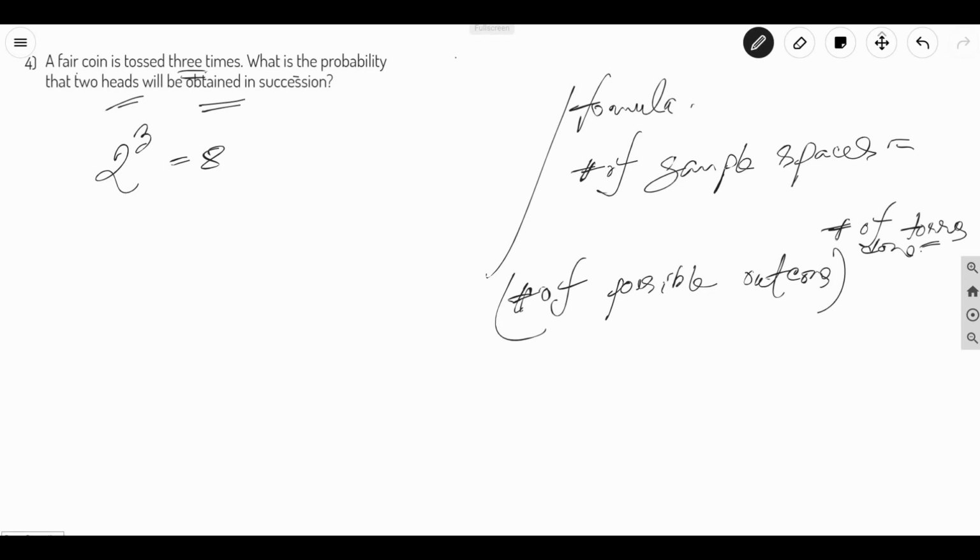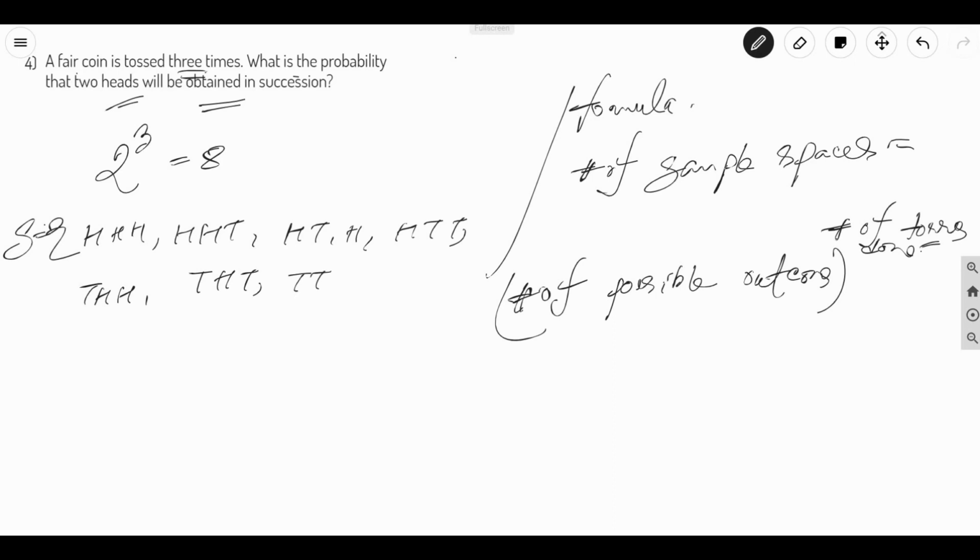Now we need to write down the sample points to do the problem easily. The sample space for 3 tosses of a coin will be: head head head, head head tail, head tail head, head tail tail, tail head head, tail head tail, tail tail head, and finally tail tail tail.